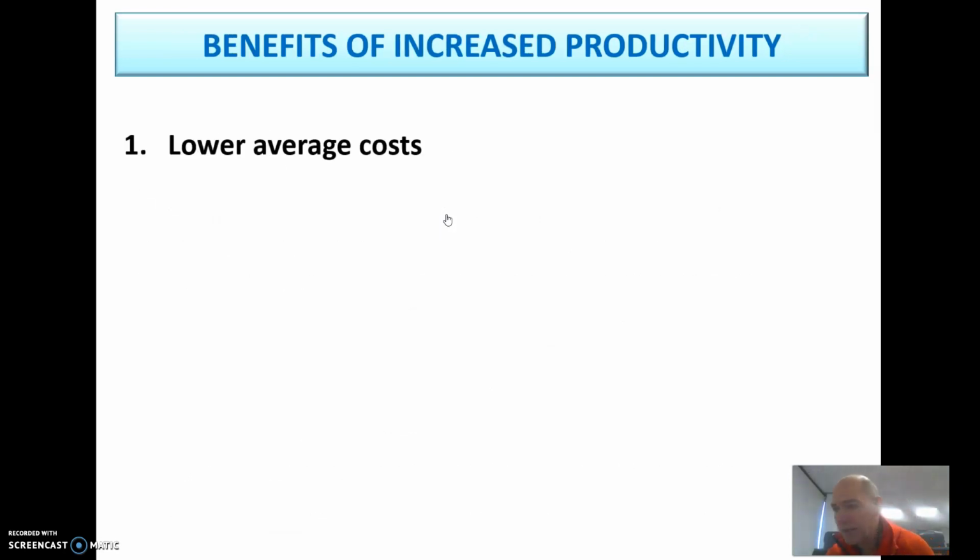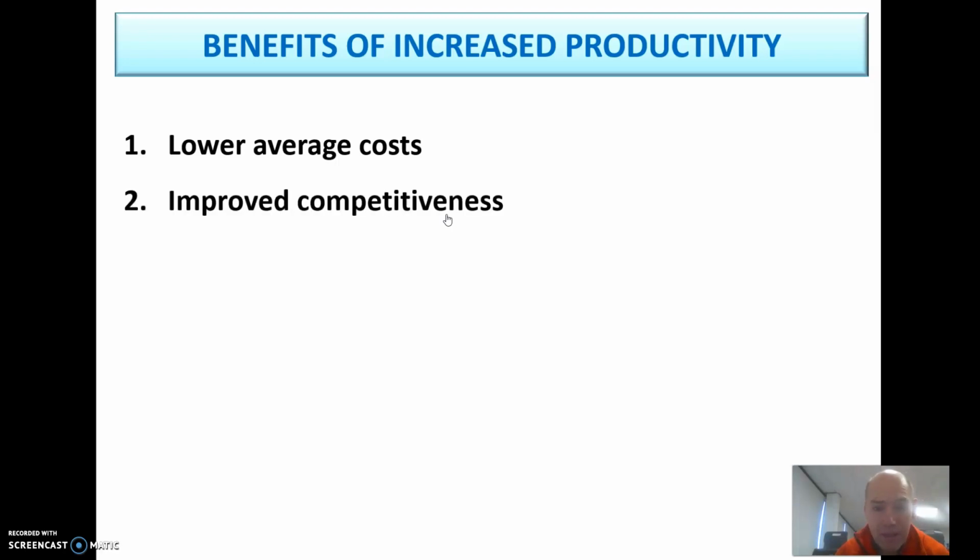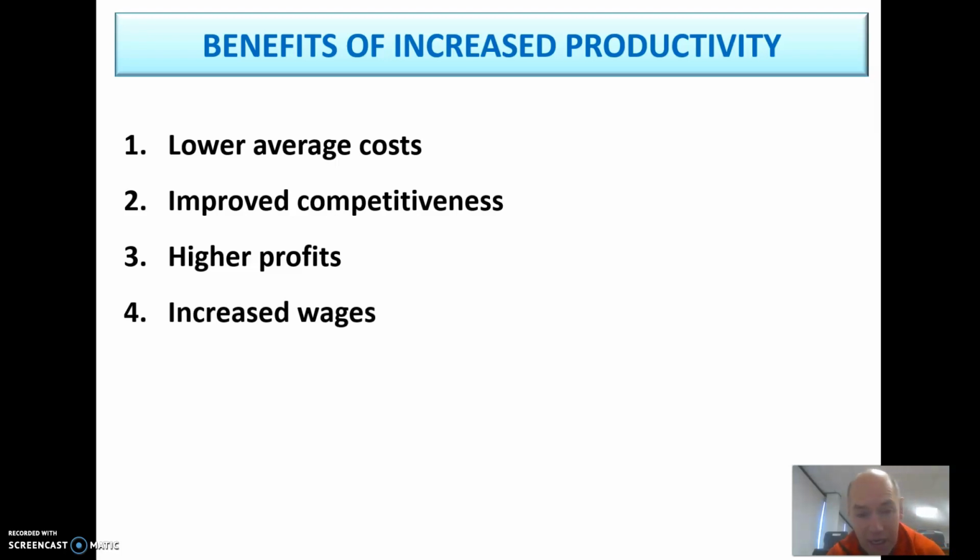If we were to increase productivity, what are the key benefits? Obviously your average costs per unit are going to be lower. If that's the case, you may be able to reduce prices and improve competitiveness. Firms should obviously, if they're more competitive, have higher profits, and they should also be able to pay higher wages if workers are producing more per person. And obviously all of this is going to feed through on a broader scale into greater economic growth.